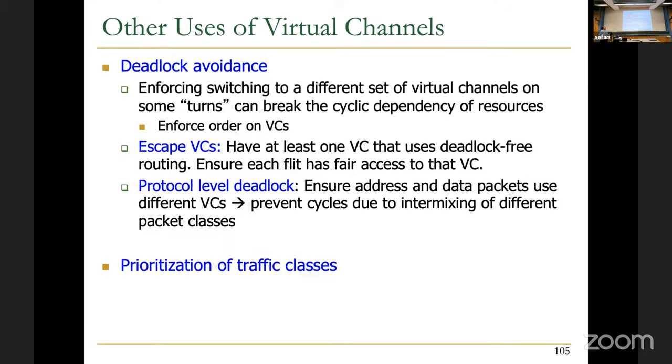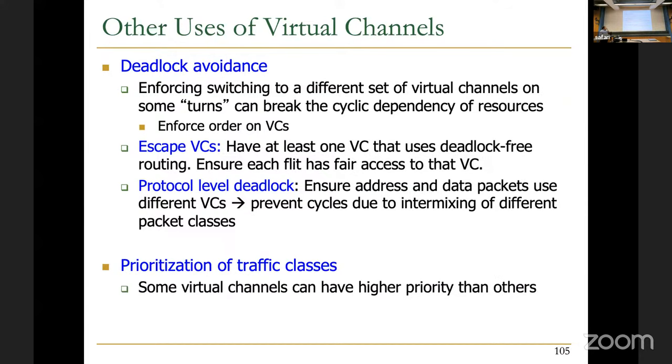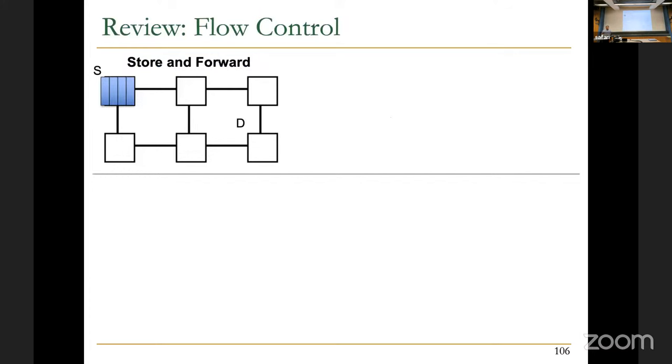But another use case of virtual channels is actually to prioritize traffic classes. So some virtual channels can have higher priority than others, which can affect your allocation policy; your arbitration policy can be aware of that. And if a packet is coming from a high priority virtual channel, probably that packet has higher chances to win the allocation slot. So it's just a review slide.